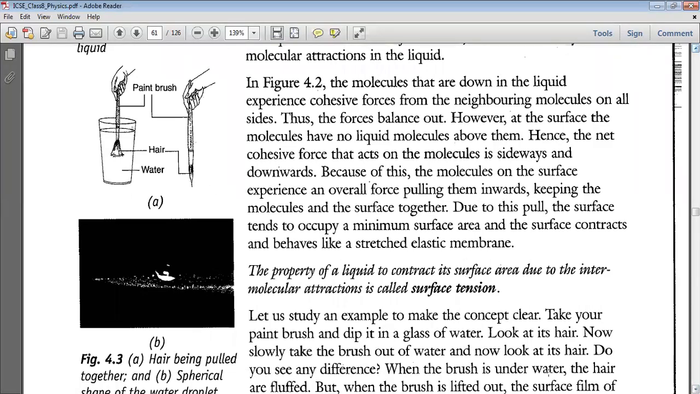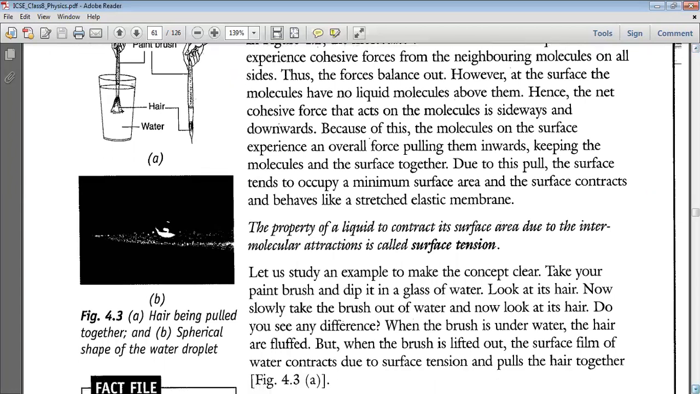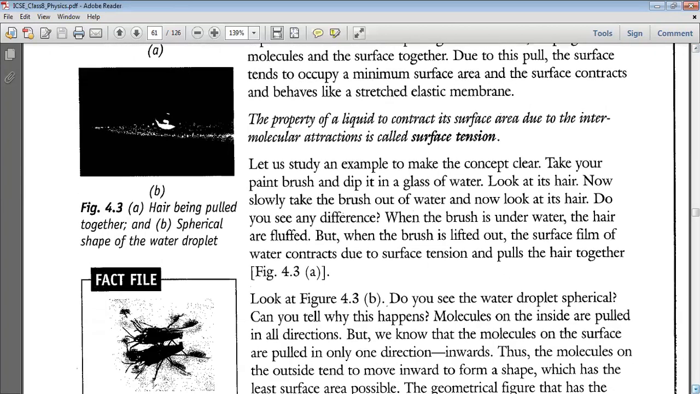When the brush is underwater, the hairs are fluffed, spread out, right? But when the brush is lifted out, the surface film of the water contracts due to the surface tension. That is why the hairs come together. It pulls the hairs together. So this is a beautiful example which illustrates surface tension.